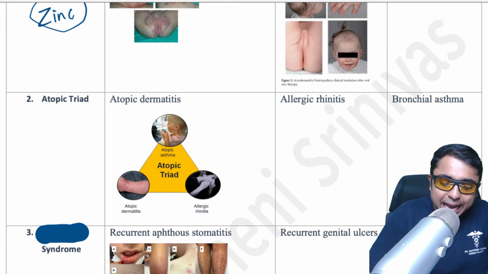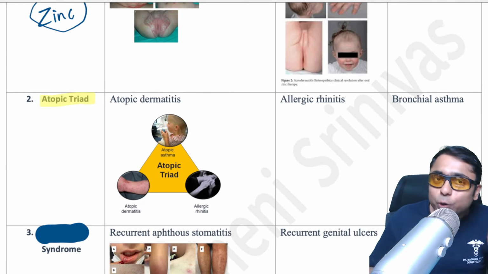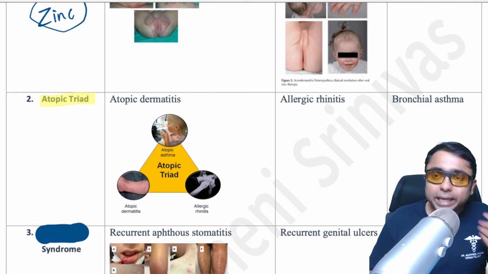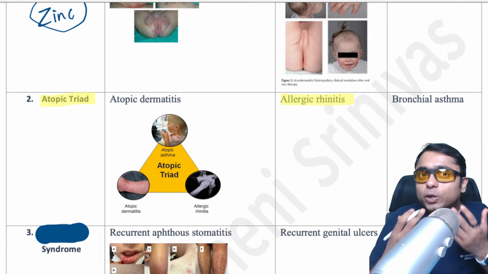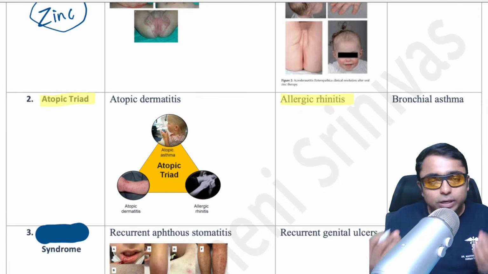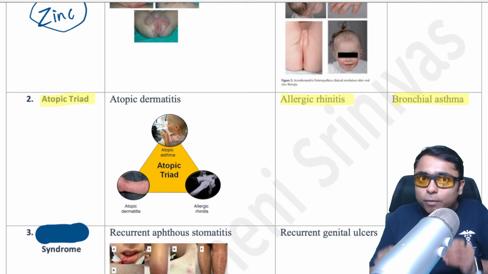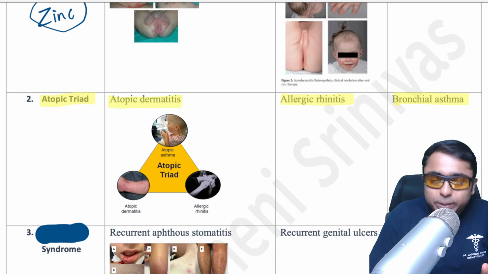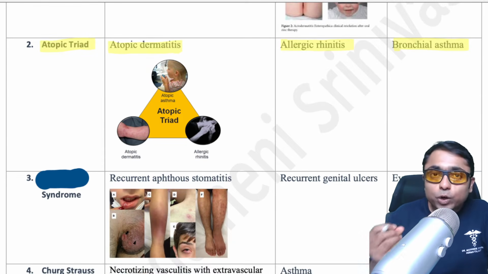Next is the atopic triad. We are going to see this in atopic dermatitis, which is also called atopic eczema, and there's going to be other features related to the respiratory tract. So upper respiratory tract involvement, allergic rhinitis, or it is also called hay fever, and lower respiratory tract involvement in the form of bronchial asthma. So basically this is a type 1 hypersensitivity reaction, the atopic triad.